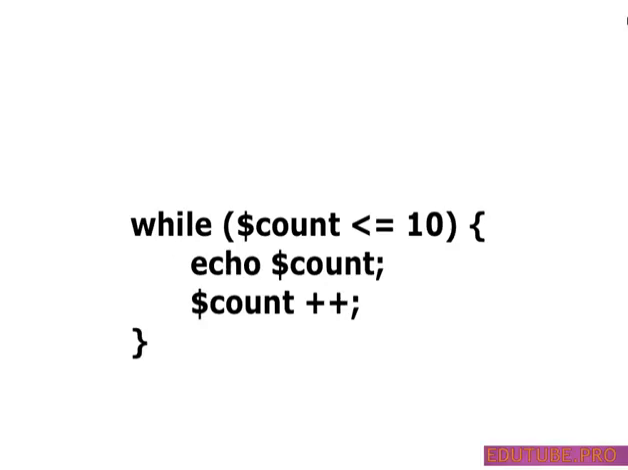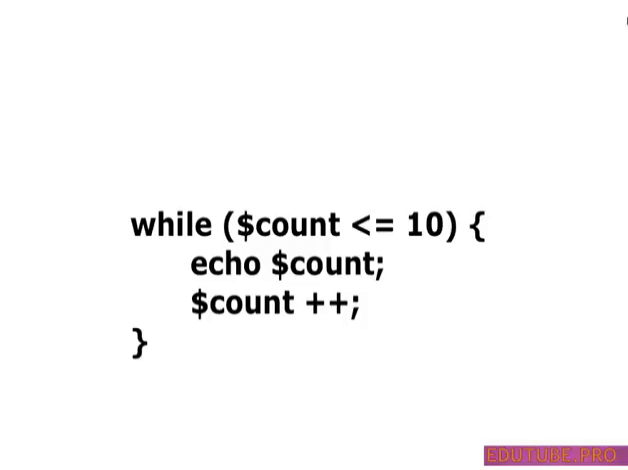So here's a sample bit of code. In this code, while our variable count is less than or equal to 10, as long as that evaluates to true, then execute the block of code within the curly braces, which is going to be to echo count to the browser and then to increment count. And we learned about incrementing earlier.